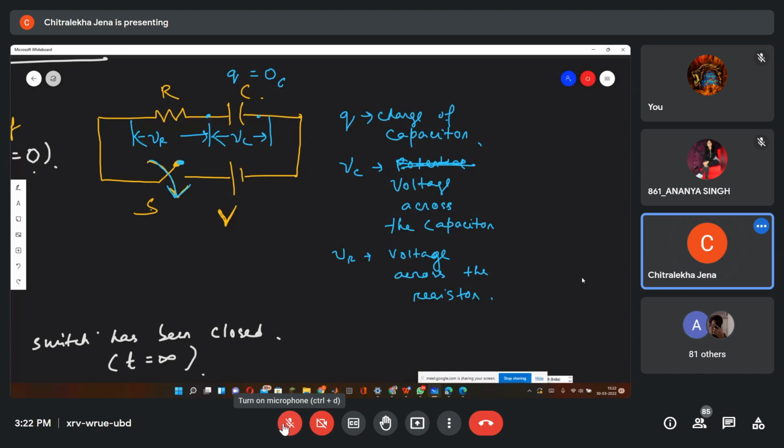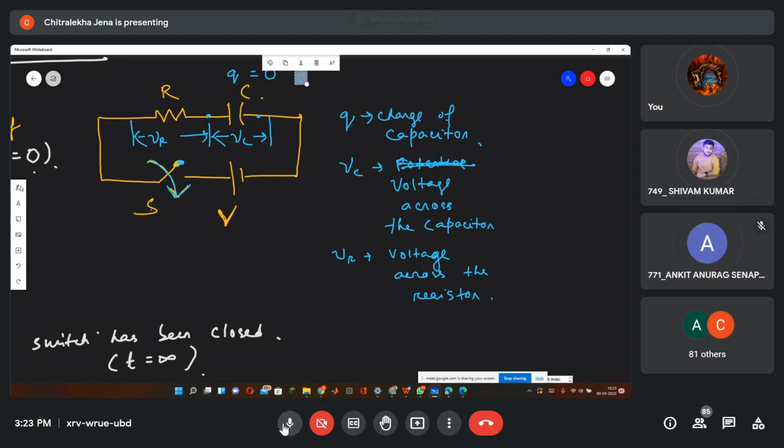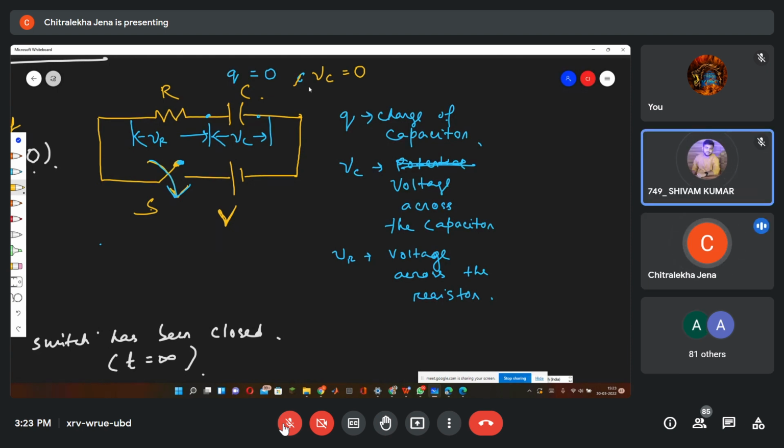When the charge is 0, what will be the potential difference? 0. There is no charge, so there will be no potential difference. When a battery is discharged, there is no potential difference, no electromotive force, so it is unable to provide current to the circuit or device. Like when your mobile gets discharged. Similarly, charge is 0 implies the voltage across the capacitor is 0, right? Am I clear to all of you? Yes, ma'am.